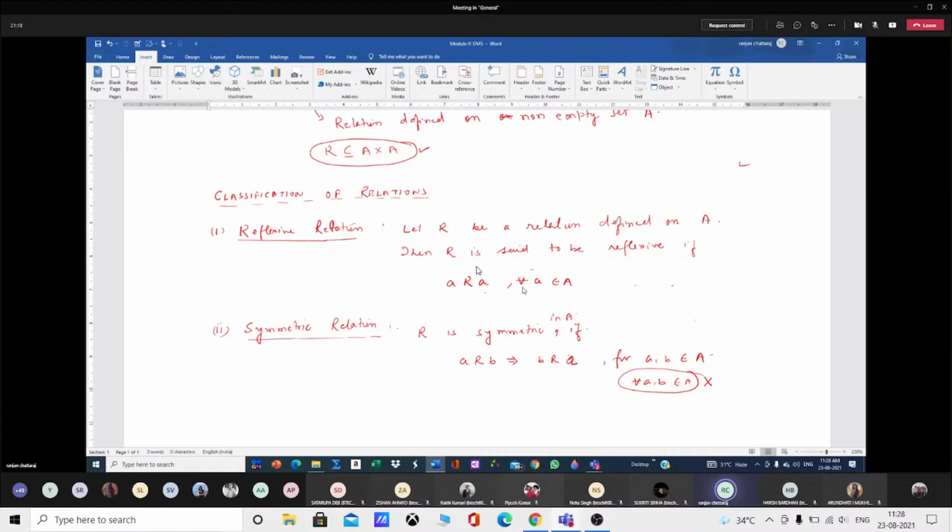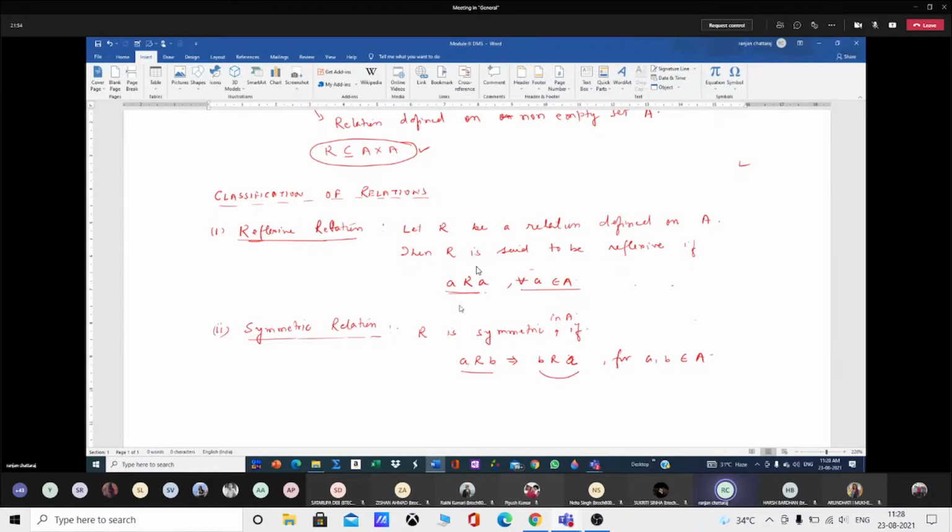But in case of the symmetric, if A is related to B, then B is related to A. If there doesn't exist any such relations, no problem. In that case also it is symmetric. Is it clear? Don't confuse with the other one. In many books it is written for all a, b belonging to A, but it is not true. Not for all a, b. If A is related to B, then there must exist B related to A, then we say that it is symmetric, but not necessarily for all a, b.